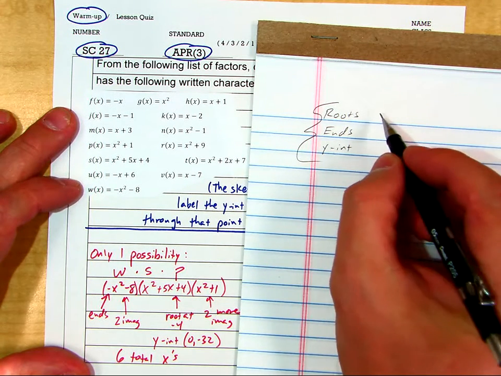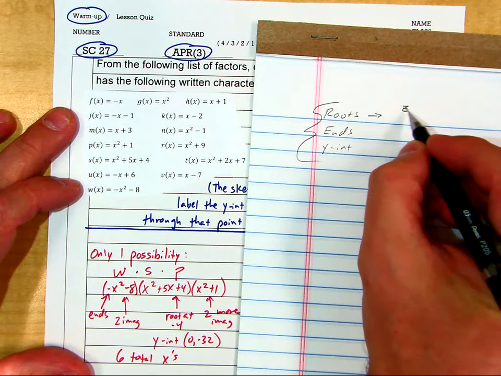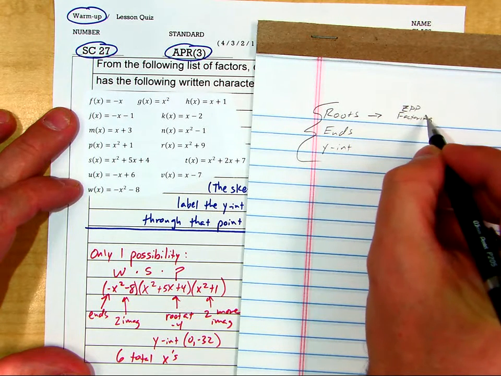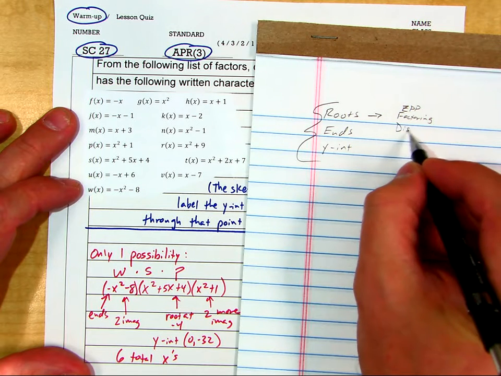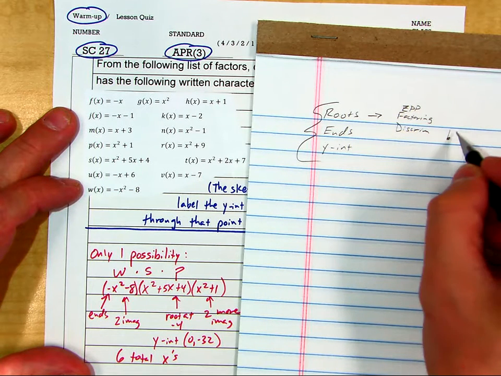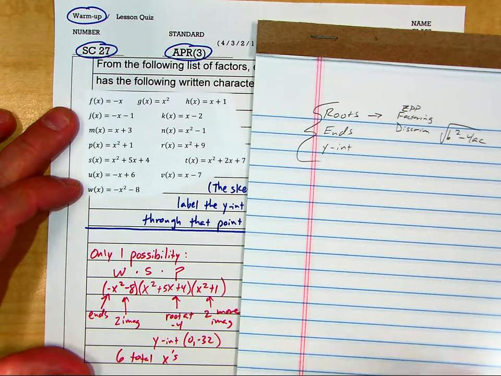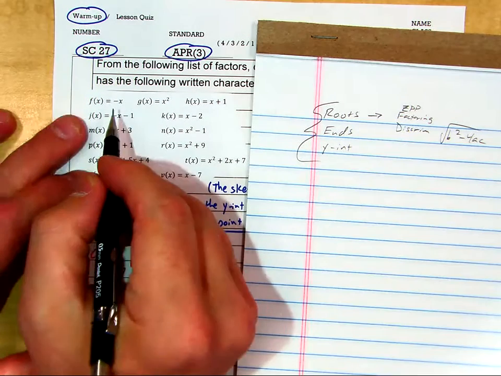So to talk about the roots, you're either doing the zero product property, or you're factoring, or you're doing the discriminant, which is b squared minus 4ac. You're taking the square root of that in the quadratic formula. Okay, let's take a look at some of these.